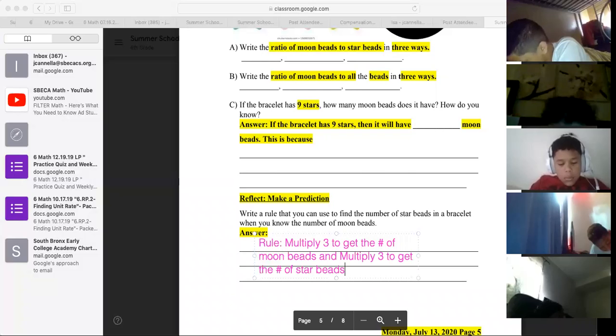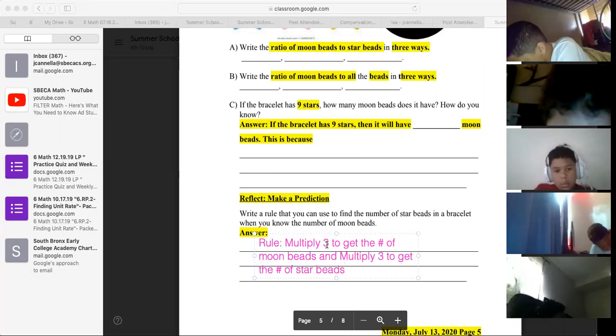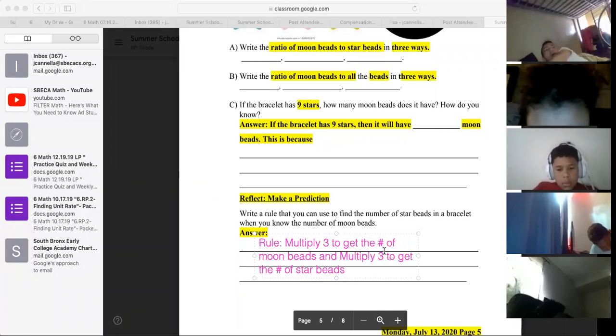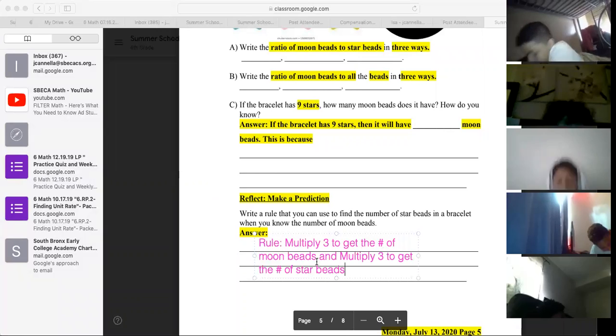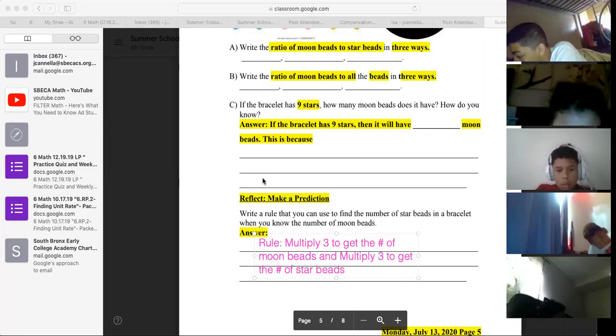Escribe la respuesta en el papel. Okay? Multiplicación por 3 para el número de estrellas. And multiply the number of moons by 3. Okay, we're going to move on in 4.